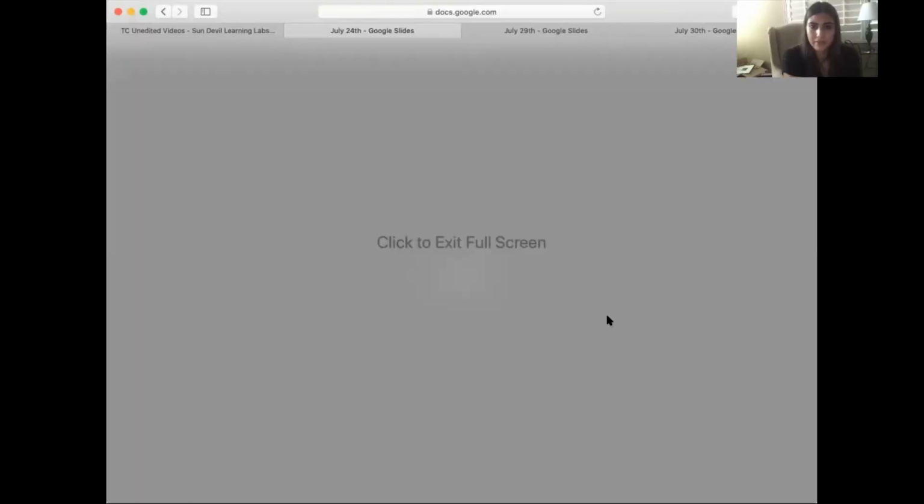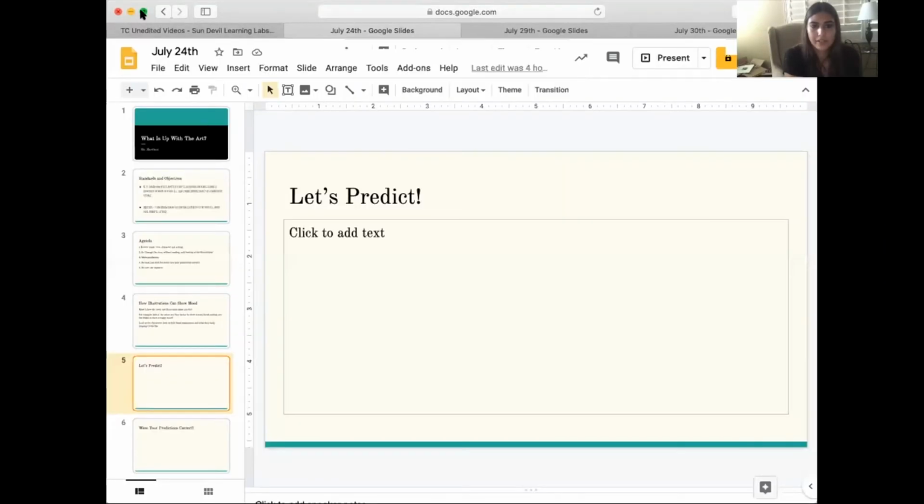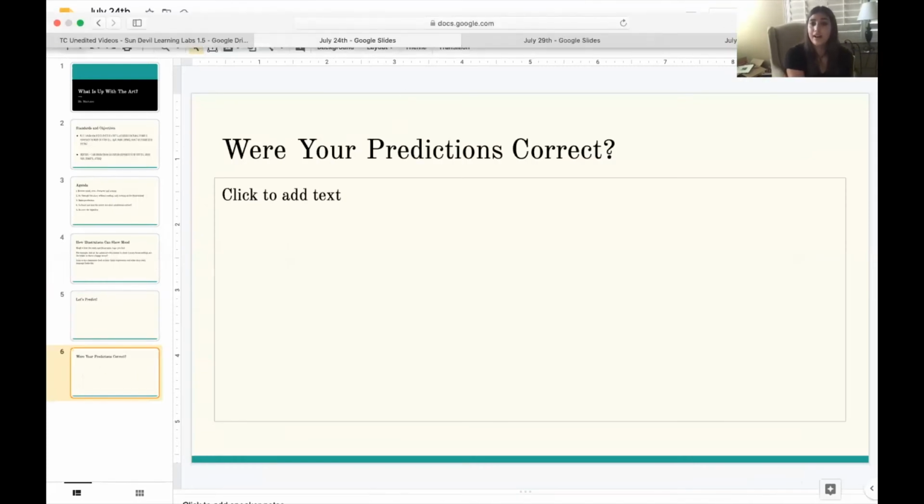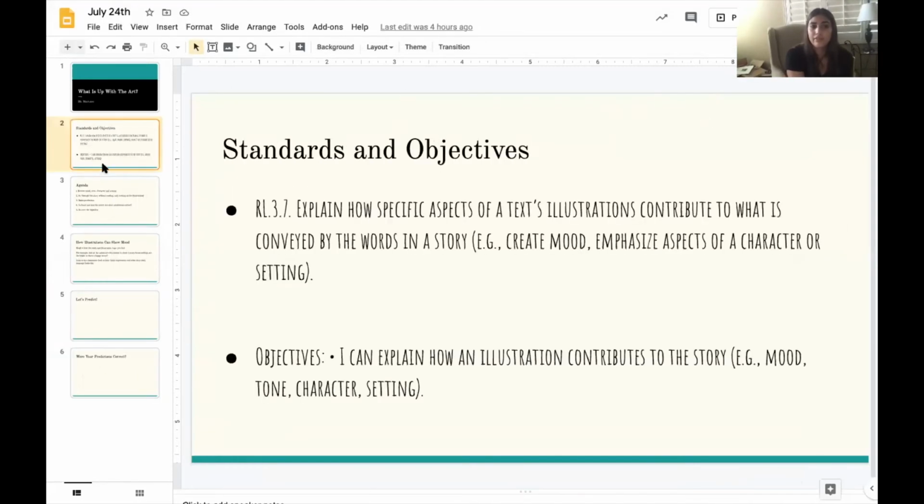All right, so that was just a cute little story about Matthew and Tilly. Let's go ahead and move back to our other screen. Might be blank first. Give me 1 second. Perfect. So we predicted, were your predictions correct? How did it go? What did you think of the story?